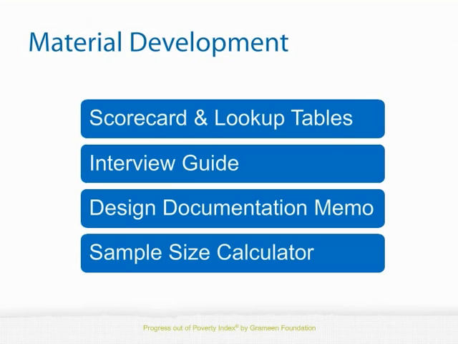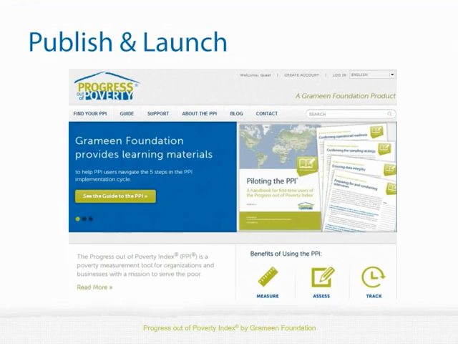The design documentation memo contains all background information and tables related to the PPI and how it was derived. The sample size calculator uses relevant country data to help organizations determine the ideal number of participants to survey. At a minimum, the scorecard and lookup tables will be translated into the relevant local languages. Finally, these documents are published to progressoutofpoverty.org, where the PPI scorecard and supporting documents are available free of charge.